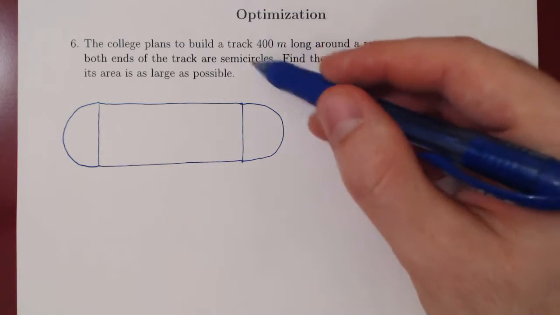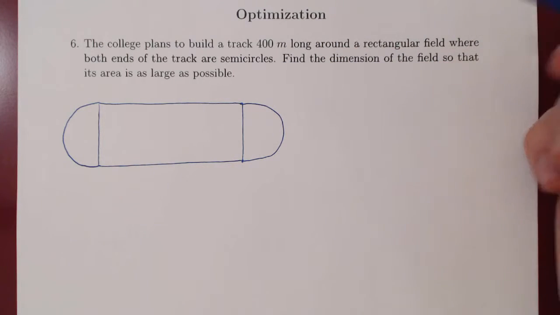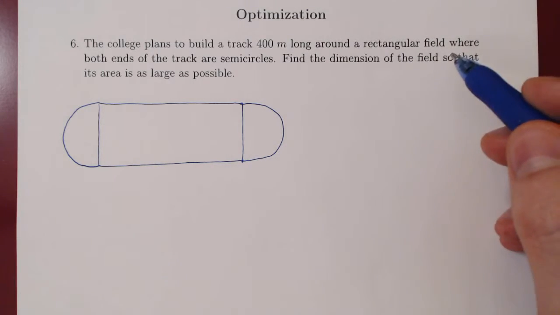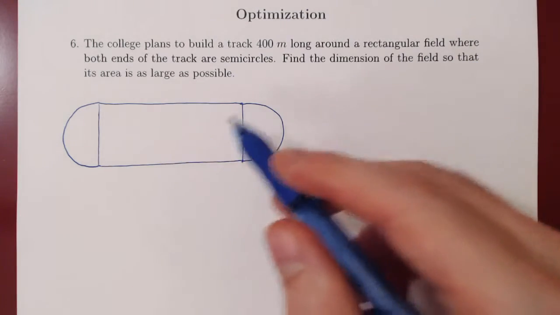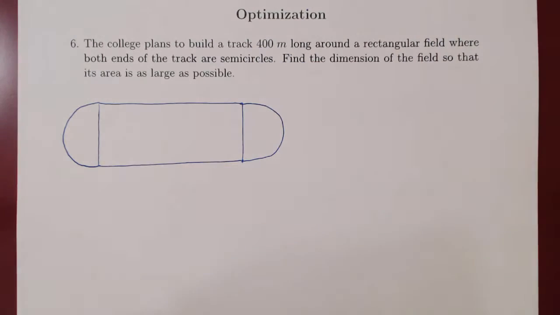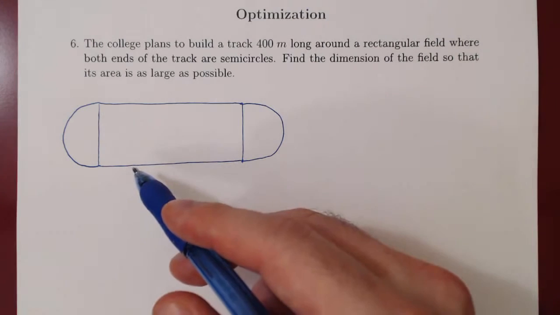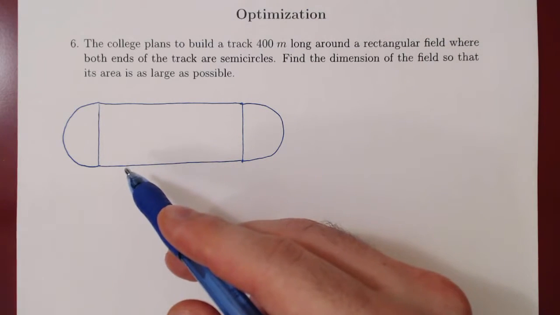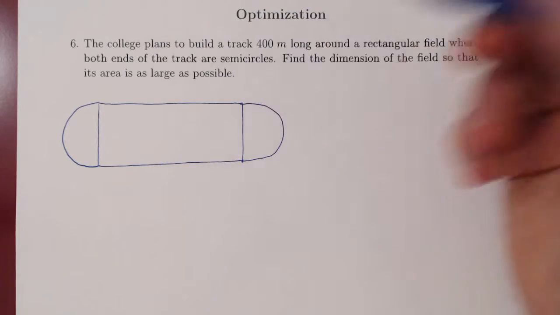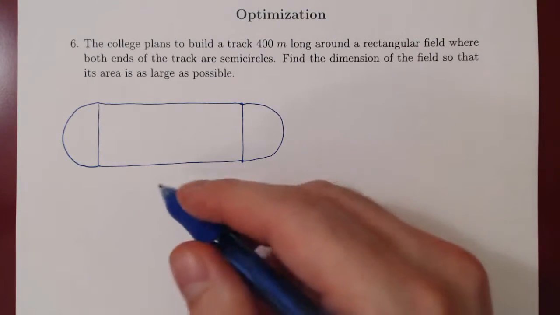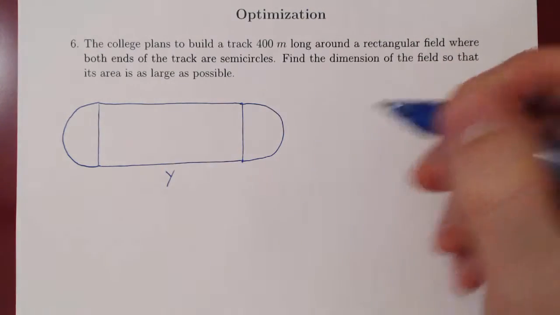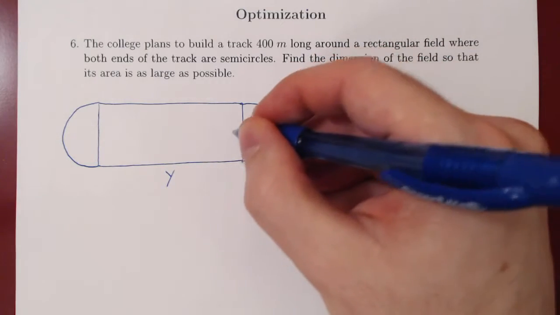We want the track to be 400 meters long. And the question is, find the dimension of the field so that the area of the rectangular field is as large as possible, but where the track is exactly 400 meters long. Well, again, we have here two unknowns. We're asking, well, how long should the field be, and how wide should it be? Well, we don't know, so let's give these two variables a name. Let's call this one y. Let's call this x.